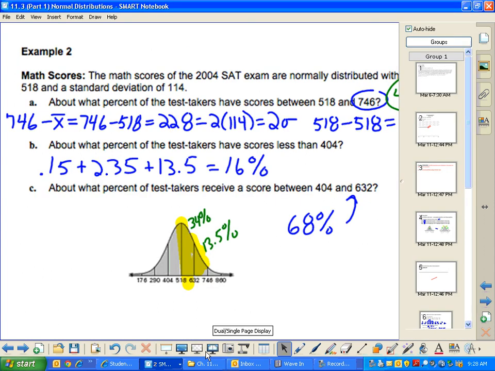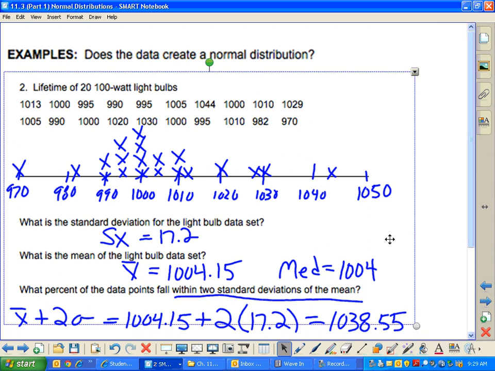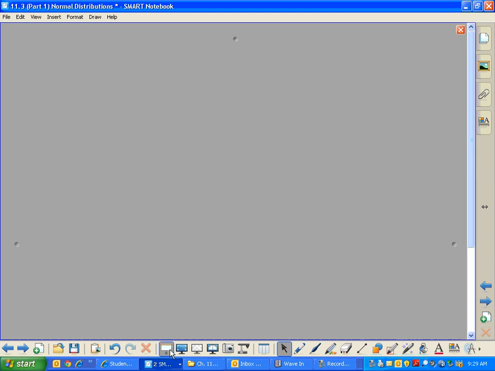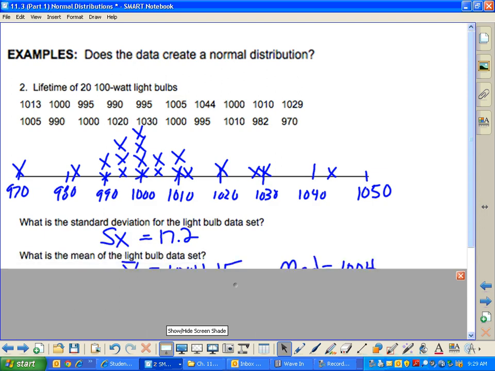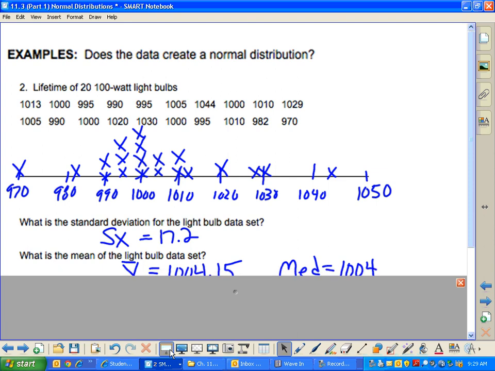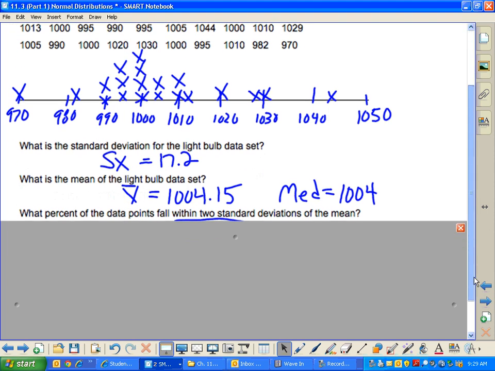So what we're looking at right now is this little bit of information. You went ahead and calculated for me. There's your dot plot. Standard deviation: you should have gotten Sx to be 17.2. Your mean, if you were entering it into your calculator correctly, you should have gotten 1,004.15, and then the median is 1,004. Did anybody not get that on their calculator? No? Okay, good job. So you guys are good with the calculator.